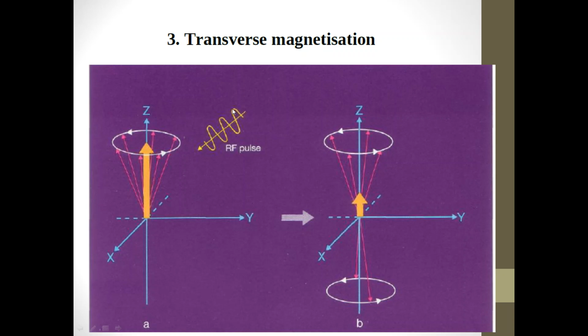On applying a radio frequency pulse with the same frequency as the protons, the protons acquire this radio frequency pulse. It's easy because all of them have the same frequency, so the protons are excited into the XY direction. The longitudinal magnetization decays, reducing to reach zero, and another magnetization appears in the XY direction, which is called transverse magnetization, or MXY, and the longitudinal magnetization is called MZ.